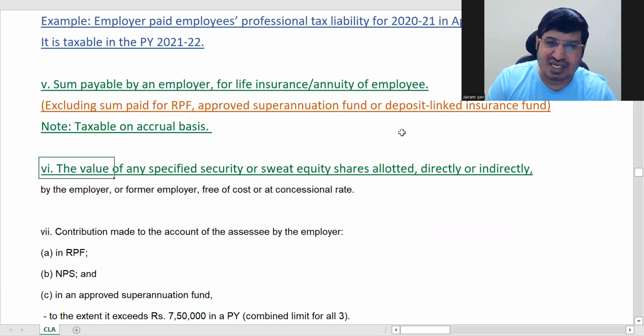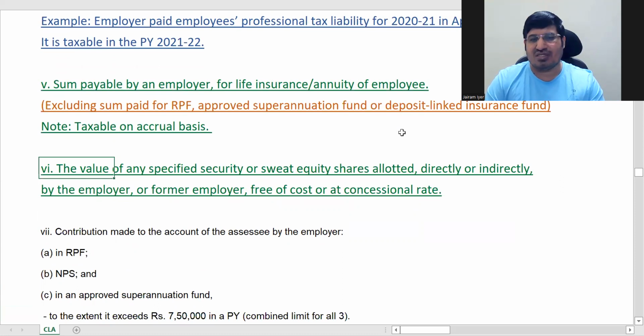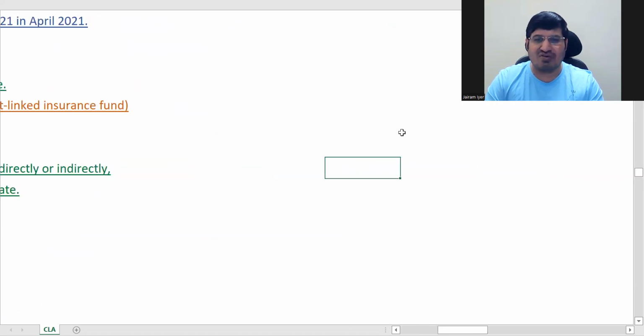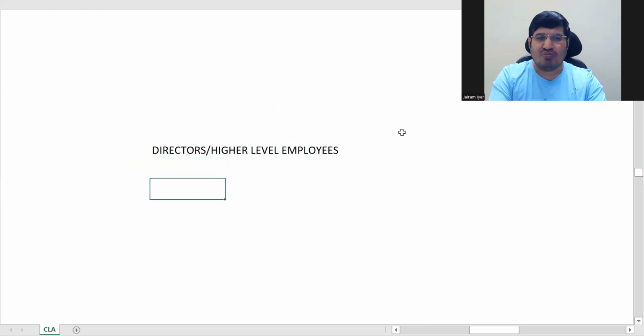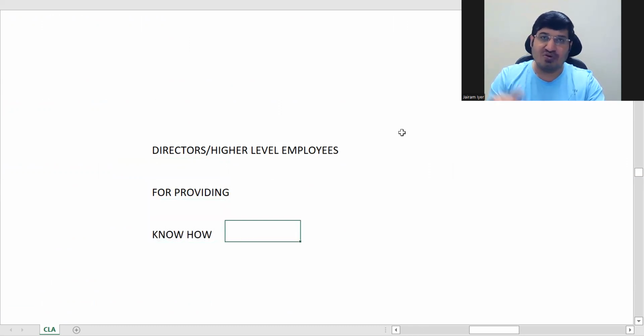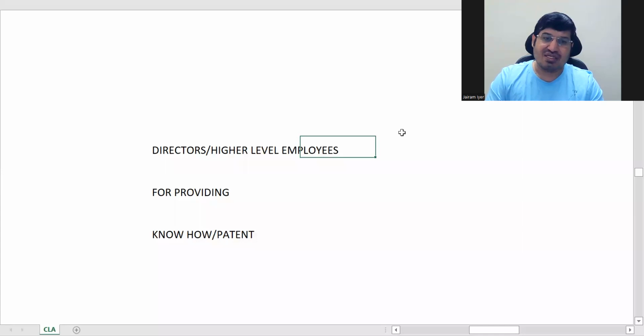The value of any specified security or sweat equity shares allotted directly or indirectly by the employer or former employer free of cost or at a concessional rate. Sometimes employers will allot you some specified securities or sweat equity shares. Sweat equity shares are normally given to directors or some higher level employees for providing know-how. If they have found any new way of working which is beneficial to the employer, know-how or patent, they are providing any of these, then they are given shares called sweat equity shares.